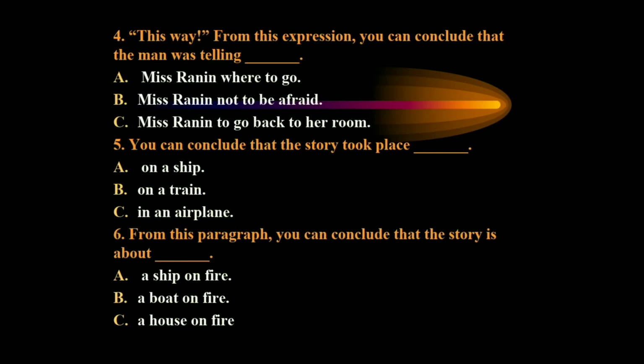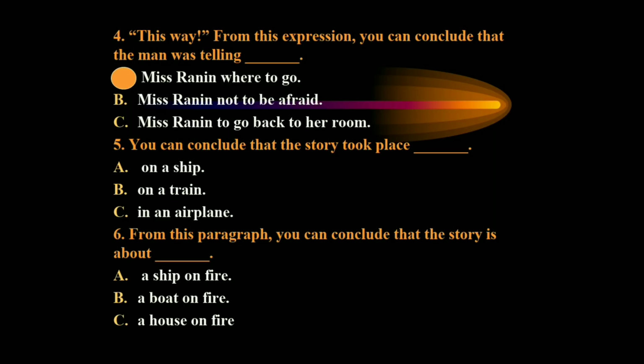Okay, so let's have another set of questions. For number 4, "This way." From this expression, you can conclude that the man was telling A, Miss Renine where to go, B, Miss Renine not to be afraid, or C, Miss Renine to go back to her room. So, what's the correct answer? Yes, the correct answer is letter A, Miss Renine where to go. So, the man tells Miss Renine where to go.